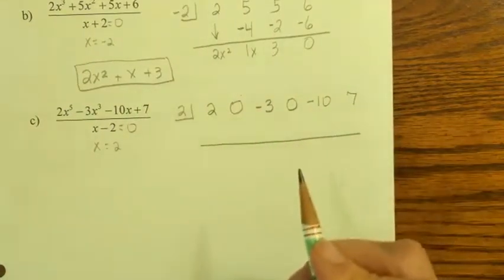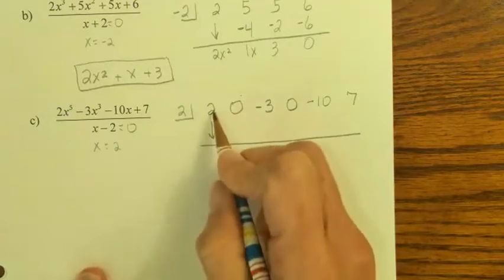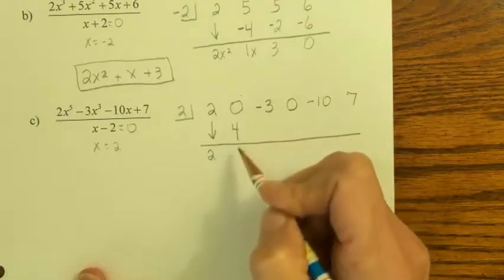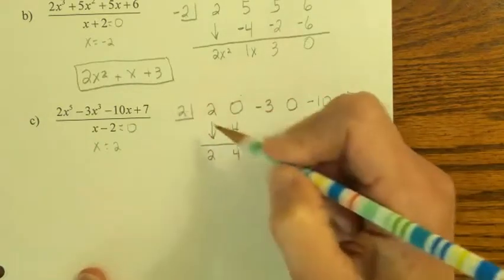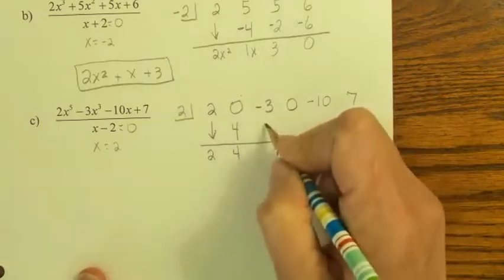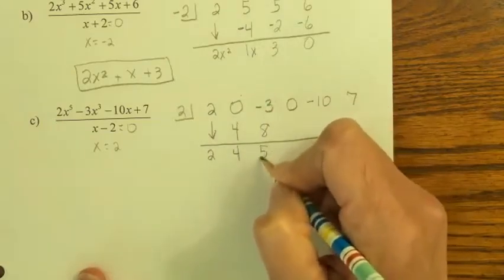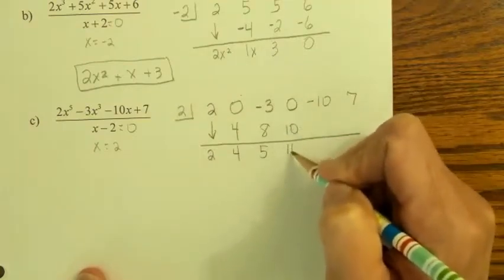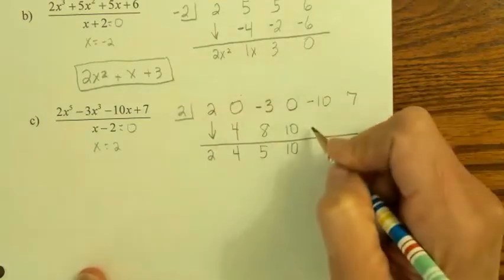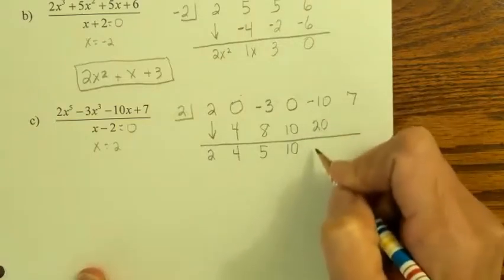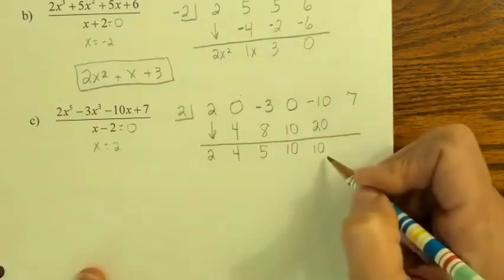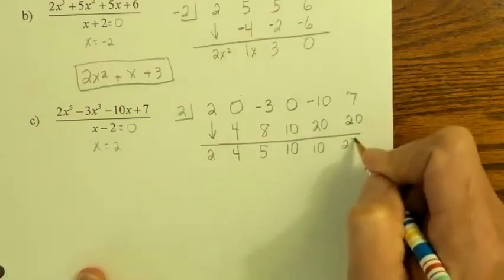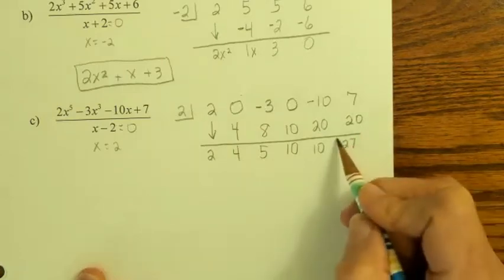Leave a space. Bring down your 2, or your first number, and then multiply 2 times 2, 4. Add these two numbers, 4. Multiply what's in the box by the number below the line. 2 times 4 is 8. Add these. Multiply 2 times 5, which is 10. Add these numbers. 2 times 10 is 20. Add these. 27.